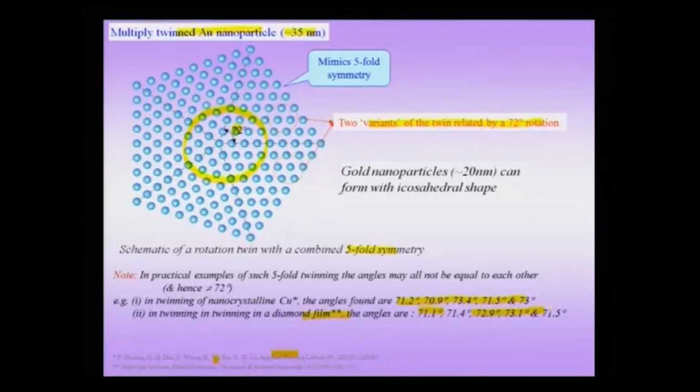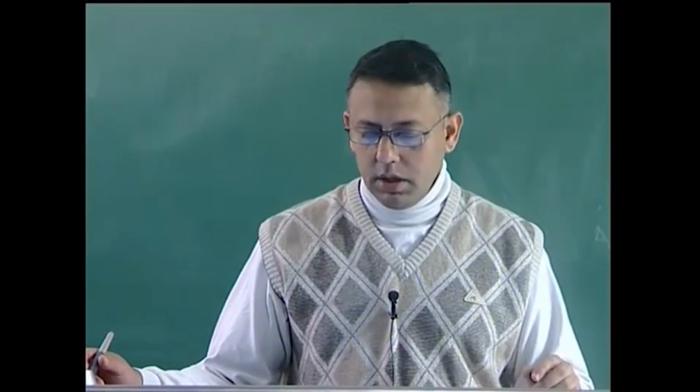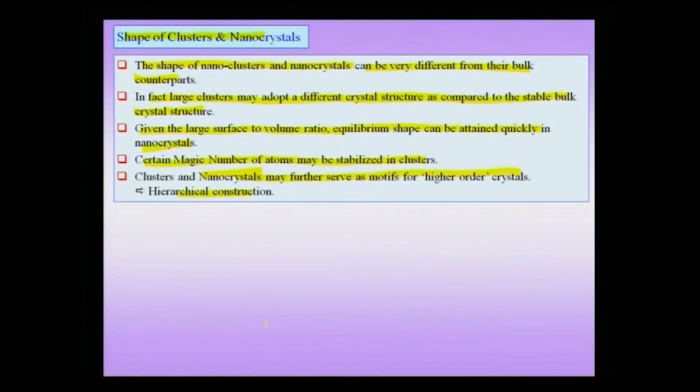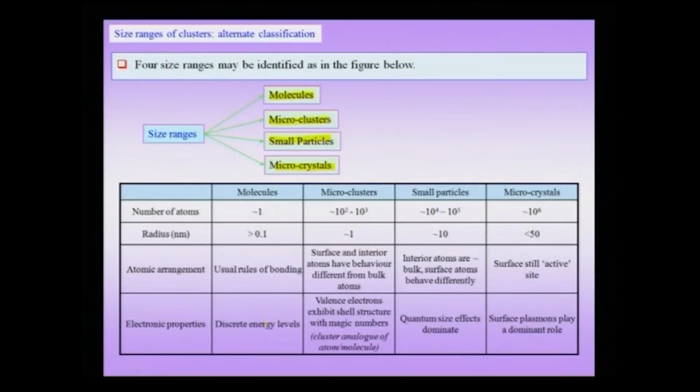And additionally, of course, you may have gold nanoparticles of about 20 nanometers which can form with an icosahedral shape. So, we know that icosahedral symmetry is not compatible with translation, but still you find nanoparticles which can have this kind of shape which is otherwise not seen for bulk crystals. So, with respect to crystal structure, with respect to properties, with respect to defect structures within the material, we may note that nanoparticles, nanocrystals and nanoclusters could be very different from their bulk counterparts. And this is something which is very important for us to note.